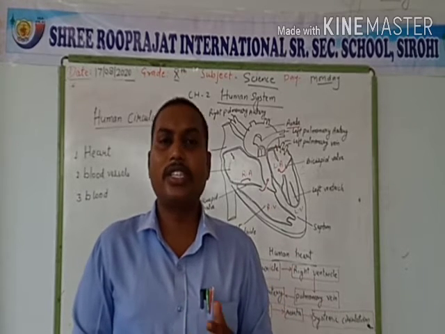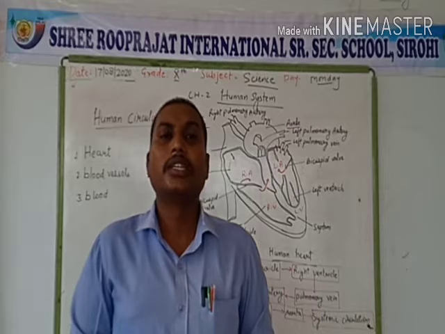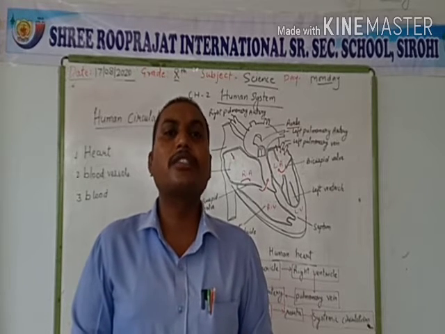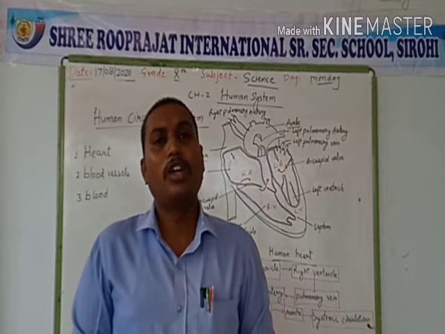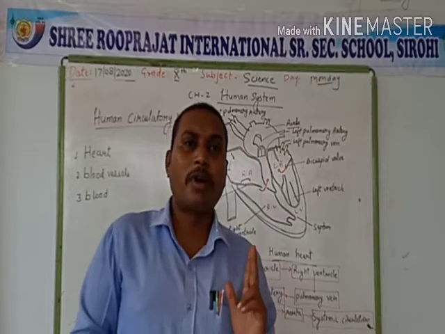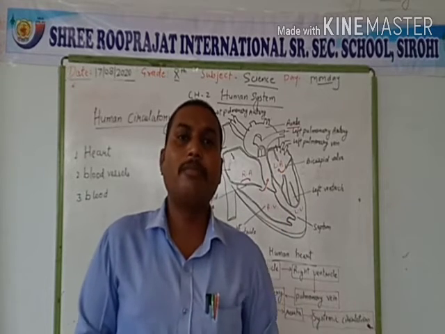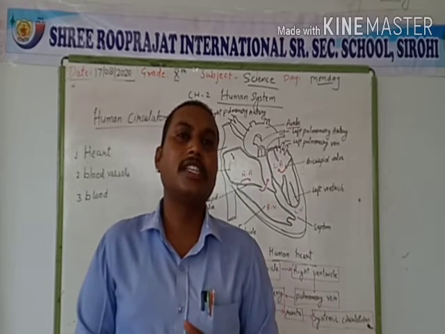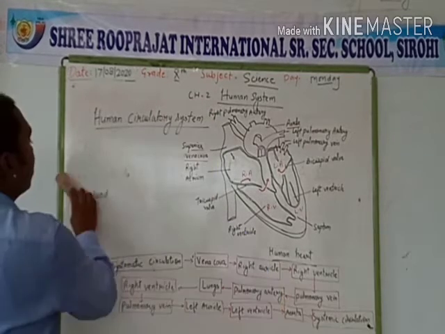Now, when it reaches the heart, the heart pumps the blood to the various parts of the body through the aorta. Since the blood circulates two times, first from the heart to the lungs and second from the heart to the whole body, it is known as the double circulatory system.